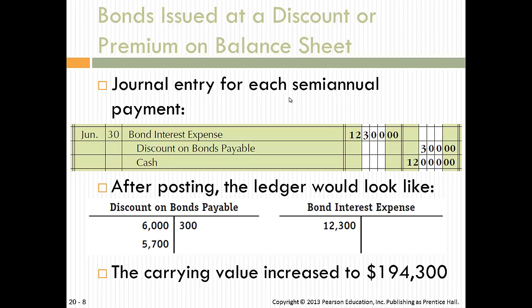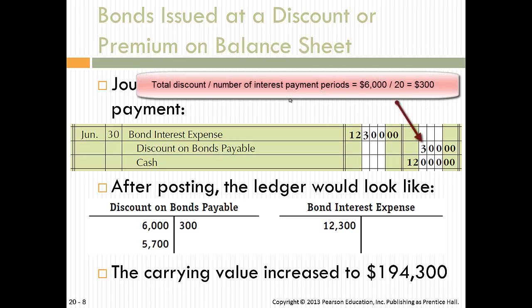If we want to amortize the discount over these 20 periods, we take the total amount of the discount, which was $6,000, and divide it by 20. That means we amortize $300 each time we pay interest.